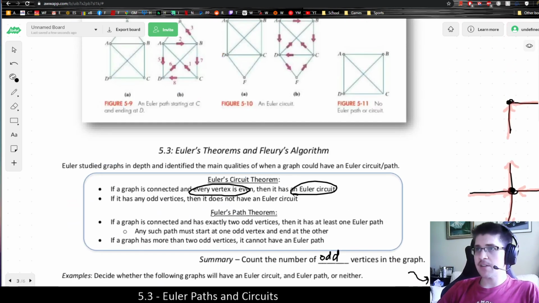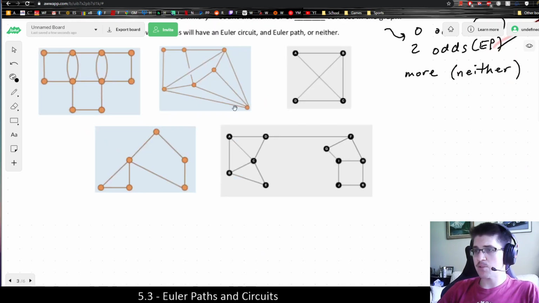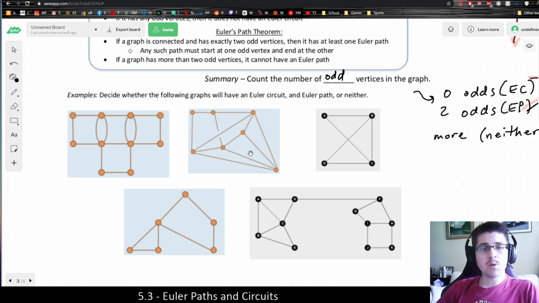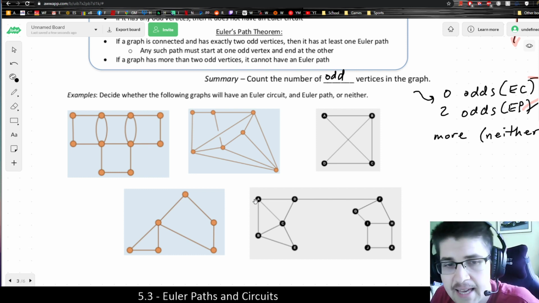And I forgot to mention some of Euler's other theorems as well, which are on the next slide, but we'll get to that in a minute. So what we'll do is practice determining whether these following graphs have Euler circuits or paths. If you want, you can pause it right here and try for yourself to determine what case we're dealing with.